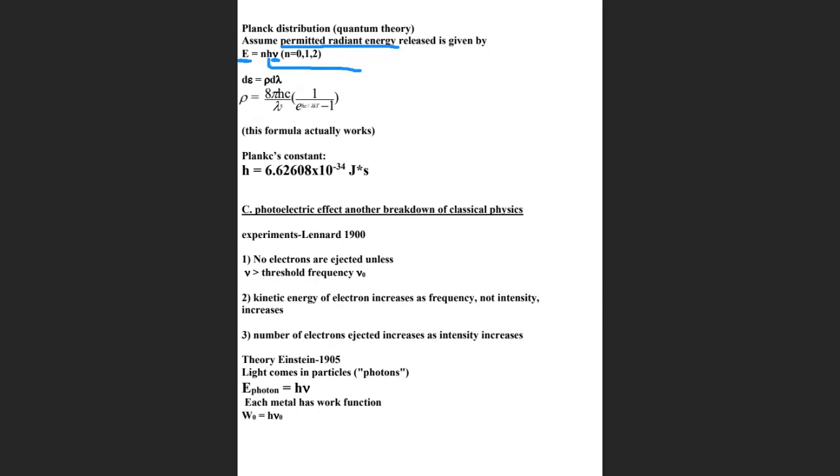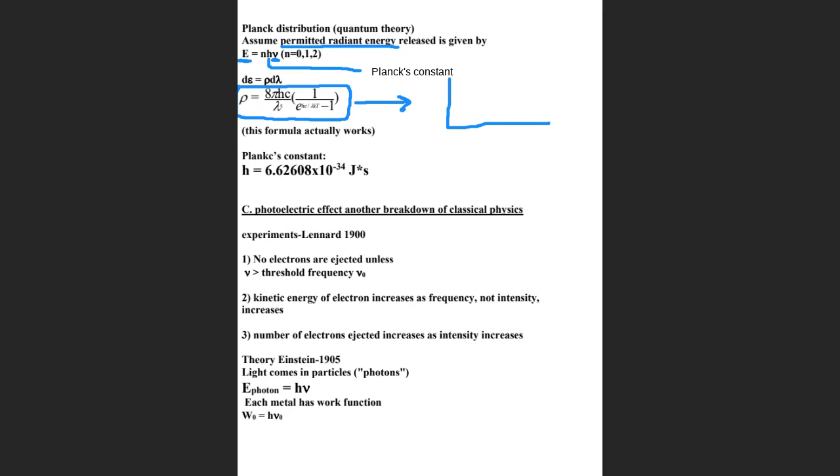H, or Planck's constant, was a fudge factor to make it come out right. Okay, so here is the rho function that Planck comes up with by supposing that the energy comes out in packets proportional to the frequency. This formula, which I've drawn a circle around, actually works.